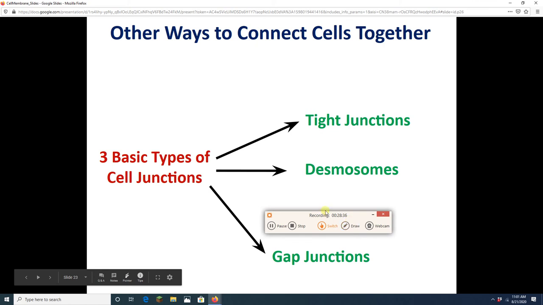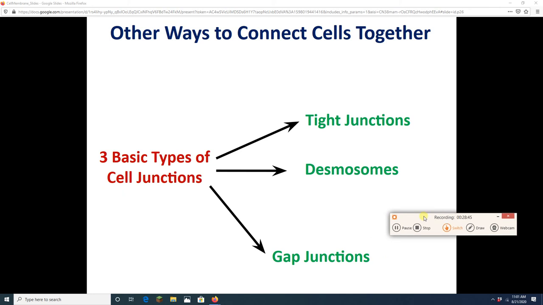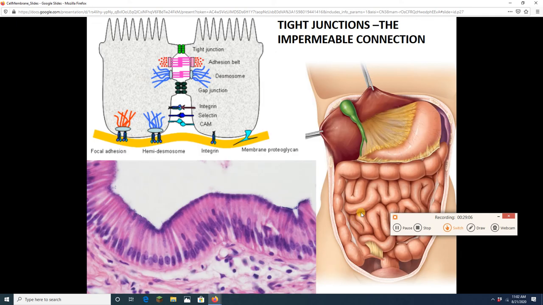All right, we were just talking about joining cells together. There are other ways to connect cells. In fact, there are three basic types of cell-to-cell junctions we have to discuss. Three ways we hook cells together. Tight junctions, we mentioned those in the Lab 3 video. Desmosomes, also mentioned in the Lab 3 video. And gap junctions. Let's talk about all three of them.